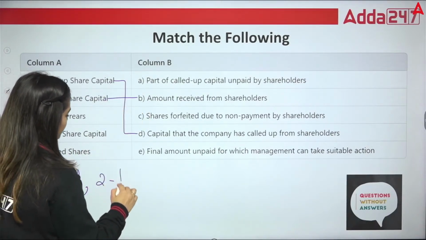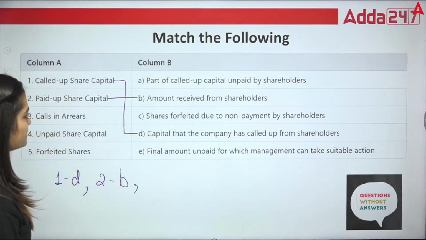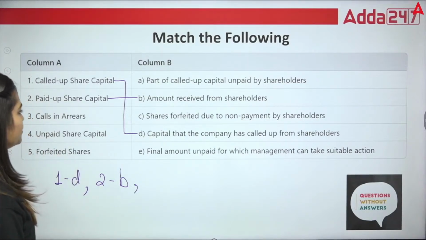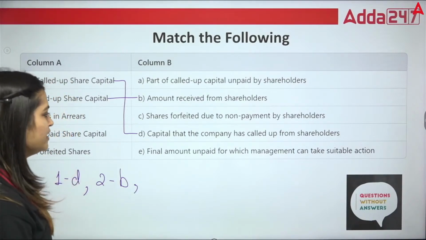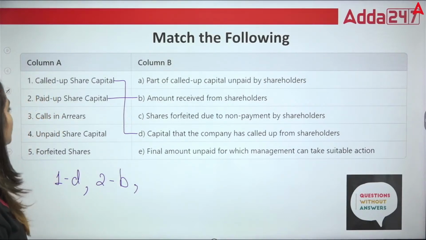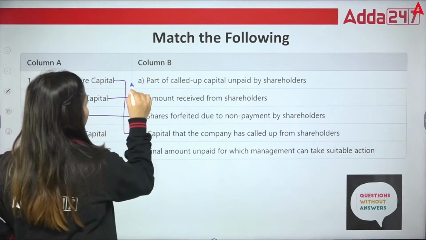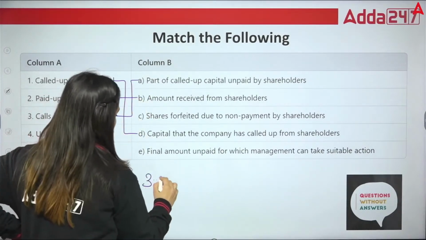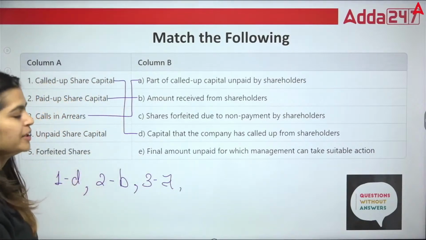Third, calls in arrear. Calls in arrear means what? Shares forfeited, no. Final amount unpaid for which management can take suitable action, no. Part of called up capital unpaid by shareholders. Tell me, calls in arrears means what? Your option A. So 3 is A, part of called up capital unpaid by shareholders.